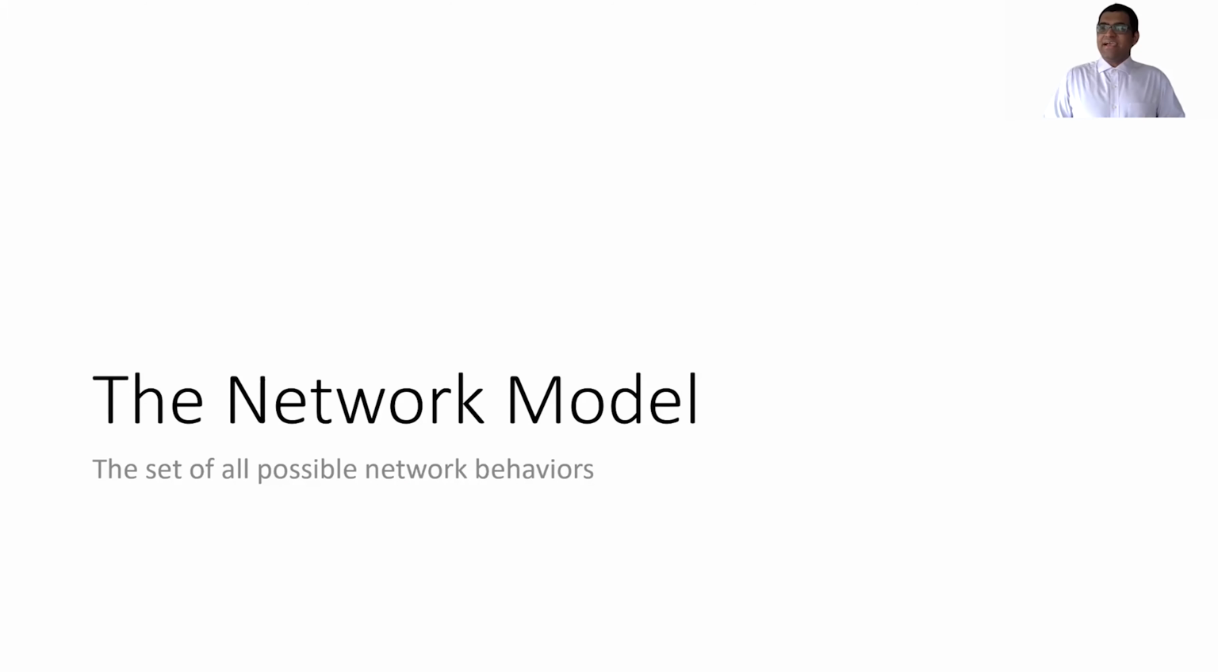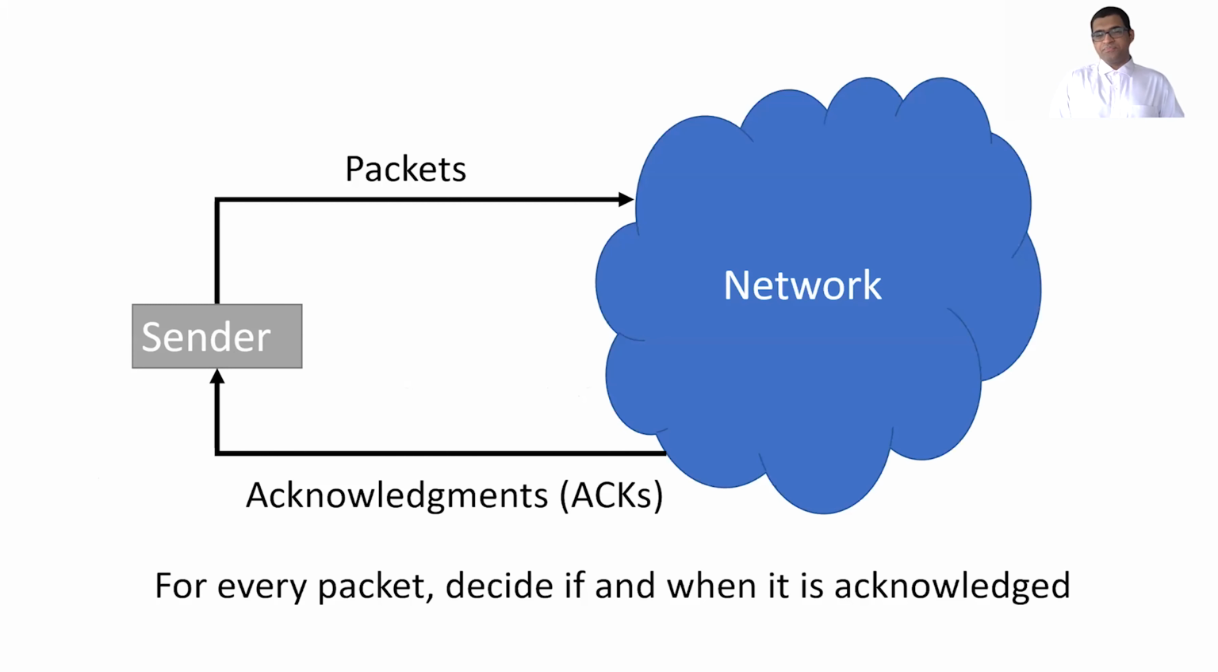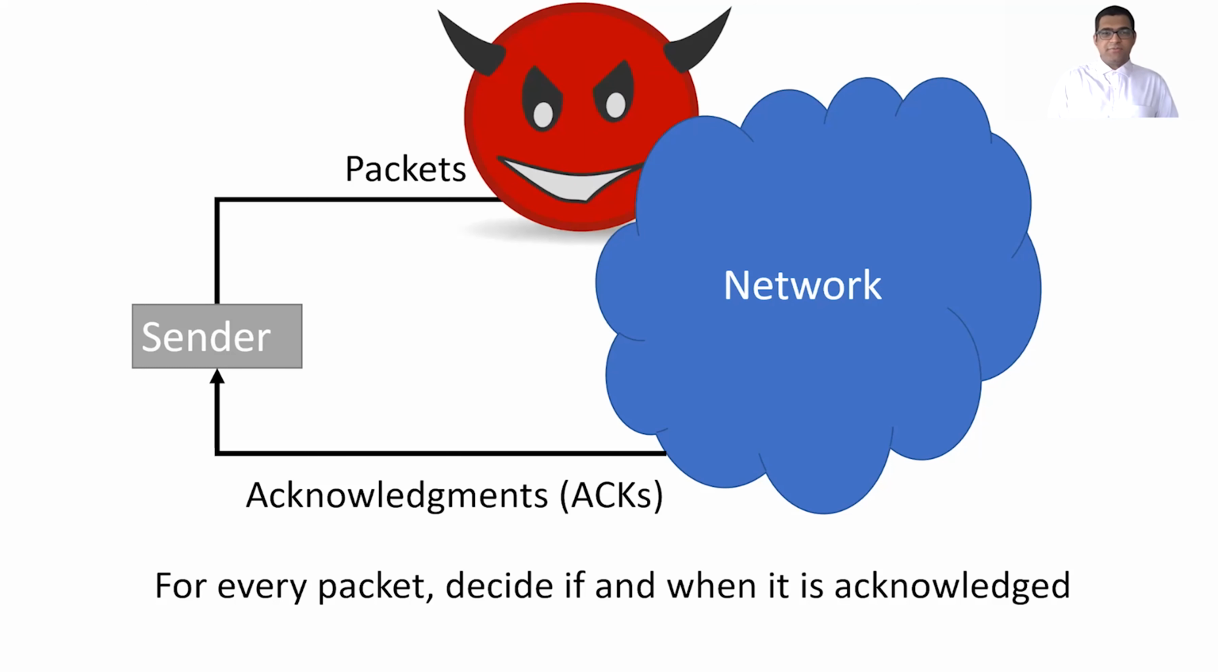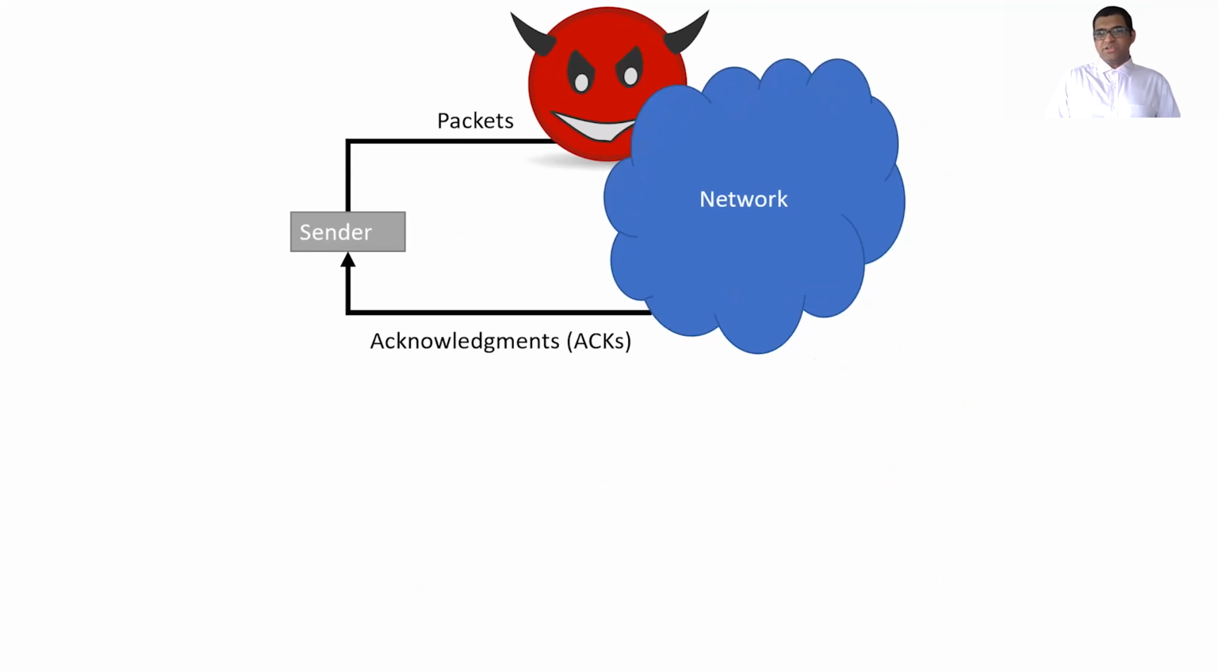We said that SIGCOMM is a tool that searches through an exponentially large set of network behaviors. This set is specified by the network model. A network model essentially decides for each packet if and when it is going to be acknowledged. In our case, this is decided by an adversary.